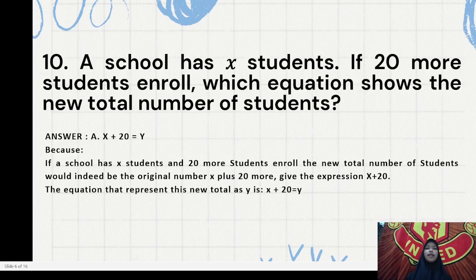10. A school has x students and 20 more students enroll, which equals y, the new total number of students. Answer A. x plus 20 is y. Because if a school has x students and 20 more students enroll, the new total number of students will be the original number x plus 20 more, giving the expression x plus 20. The equation that represents this new total as y is x plus 20 is y.